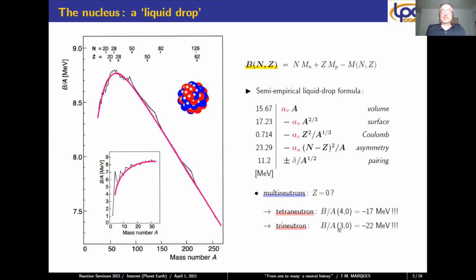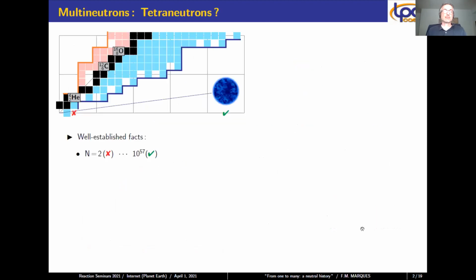The trineutron is even worse. It's minus 22 due to this pairing term. So here we could stop the seminar and say no need to look for these systems. They are too far from binding. But of course, this is just the beginning.